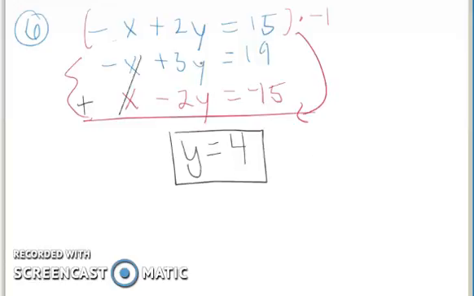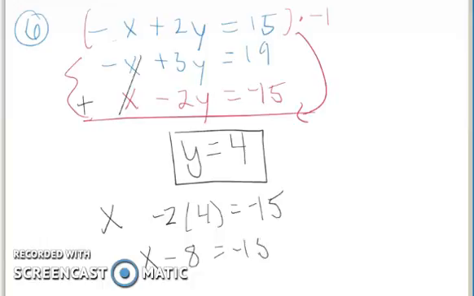Now I got to take this, plug it back into one of the original equations. I'm going to plug it into this bottom equation here, which is x minus 2 times 4 equals negative 15. That's going to be x minus 8 equals negative 15. Add the 8, and we actually get x equals negative 7.